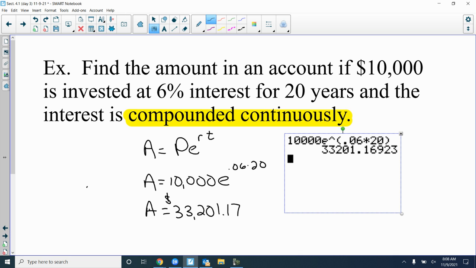$201.17. This is the best of the best. You can't get better than this. This is going to be better than compounded quarterly, compounded monthly. This is absolutely the most you can get, compounded continuously. So $201.33. Any other type of compounding will have to be smaller than that. Okay.